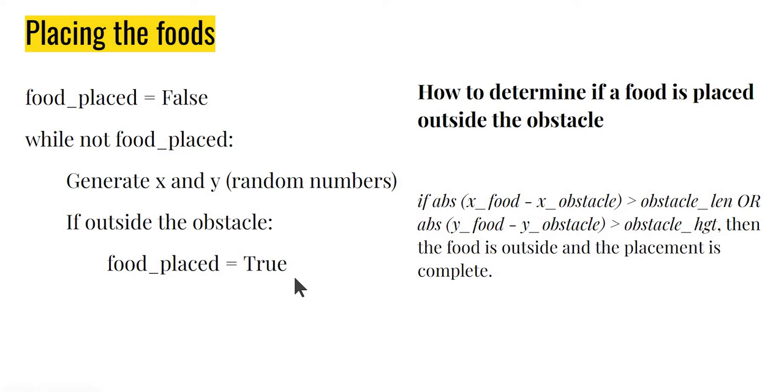The question is, how do I determine if the food is placed outside the obstacle? Well, I can look at the x and y coordinates of the food because I'm placing it as a turtle, and I can compare that to the x and y coordinates of the obstacle. If the absolute value of x food minus x obstacle is more than obstacle length, or the absolute value of y food minus y obstacle is more than obstacle height, then we know that the food is outside and the placement is complete.